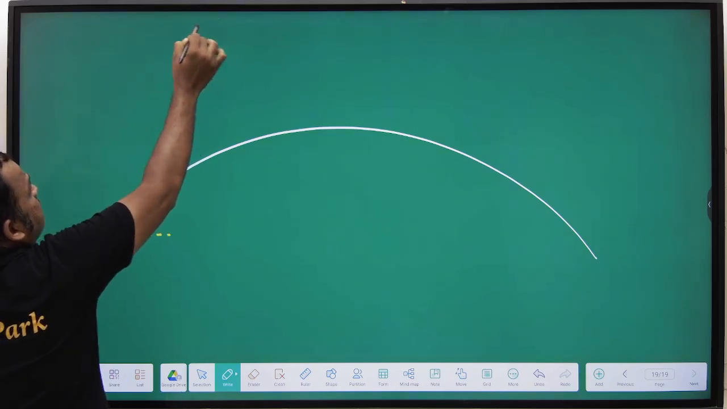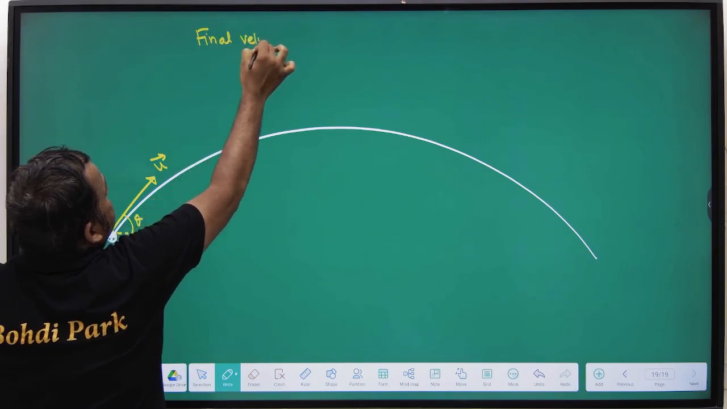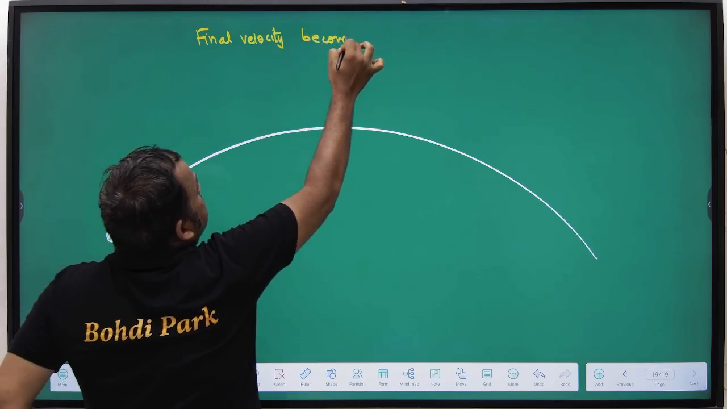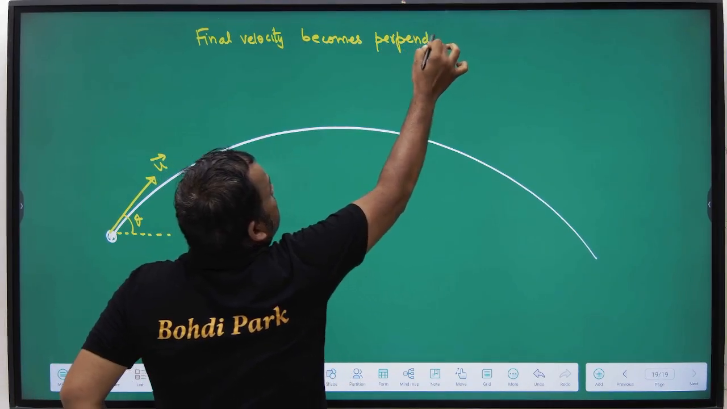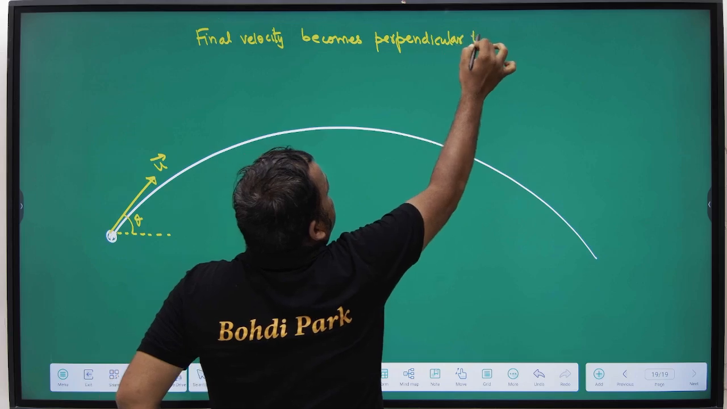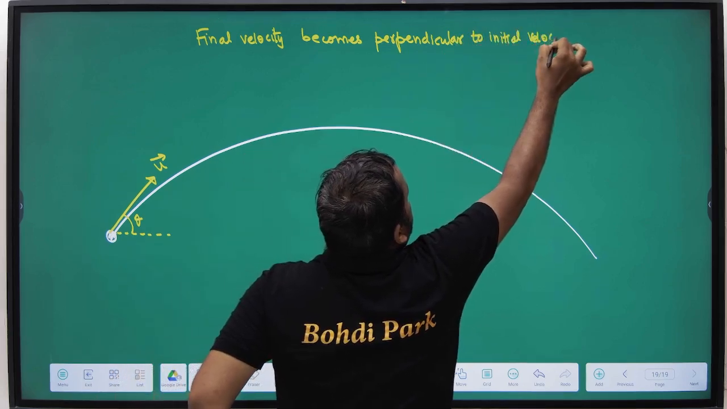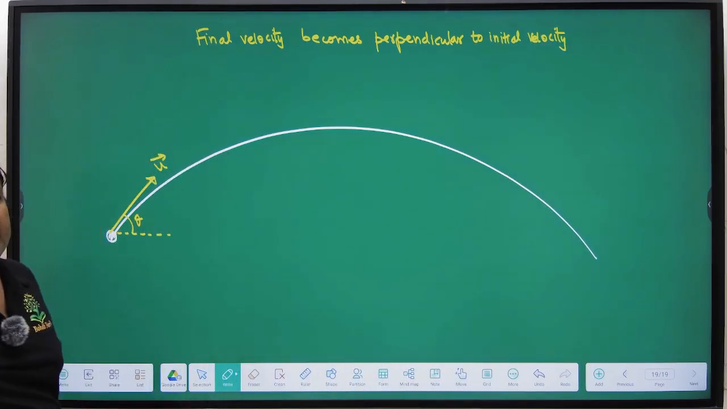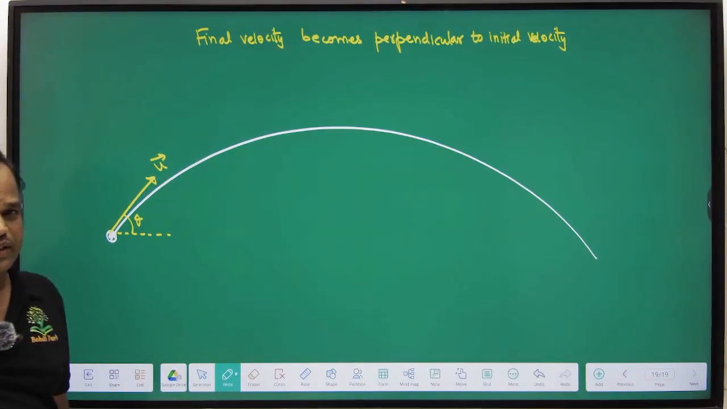Now we are discussing the situation in which the final velocity becomes perpendicular to the initial velocity. When this will happen, the final velocity and the initial velocity vectors are perpendicular to each other.